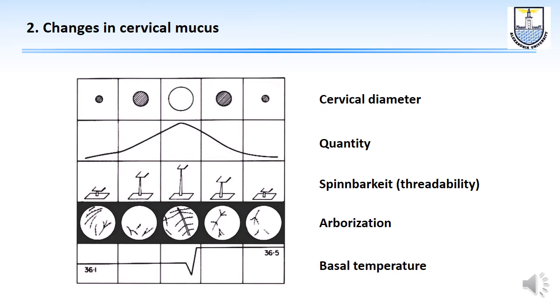Another thing is arborization, which means that you put the cervical mucus on the slide and leave it to dry in air. And you will find that around the time of ovulation, you have arborization. It looks like the trees, arbre in French. As you can see them under the microscope. This is because of the sodium chloride crystals, which crystallize on the slide. And of course, the famous basal body temperature. So the cervical mucus changes, and the cervix itself changes with the ovarian cycle.